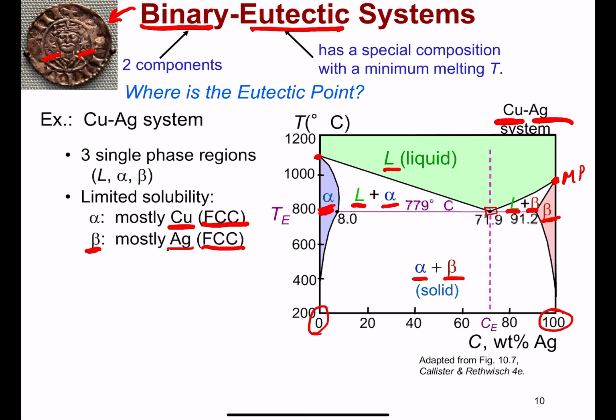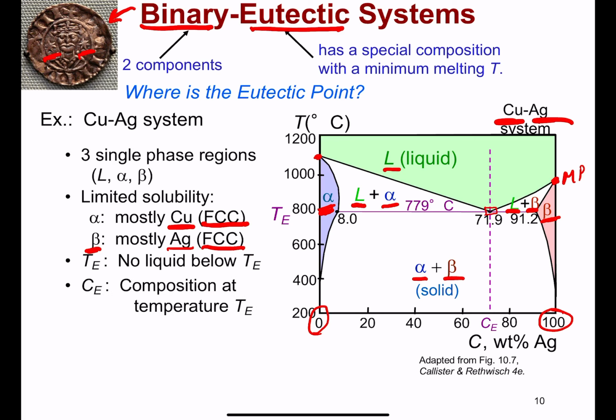Okay, and then we've seen our eutectic point already. And so it turns out the coordinates for that are at the temperature of 779 and 71.9% silver.